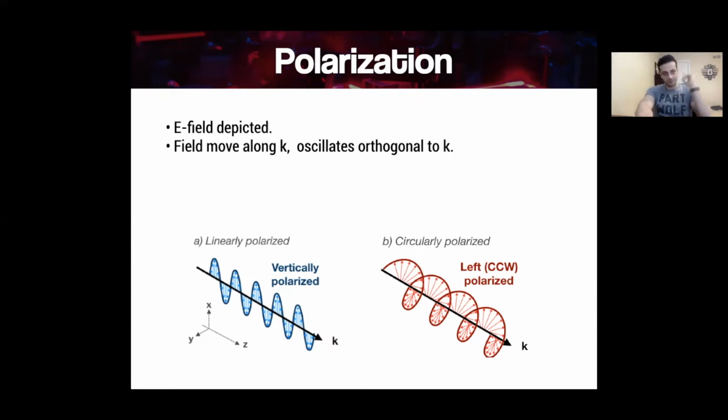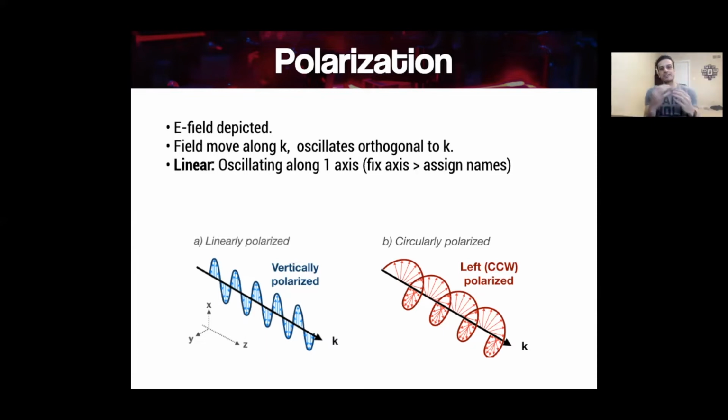So anyways, we have this field that's propagating, and the field is oscillating. And there are generally two types of polarization we can think about. One is that it's oscillating along one axis. We can fix this axis and assign names to it. So if it's up this way, it's vertical. If it's going this way, it's horizontal, or whatever.